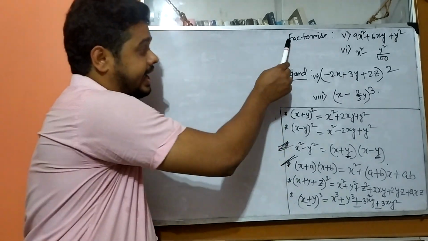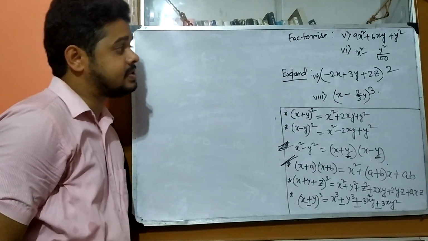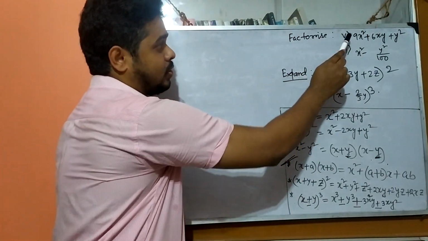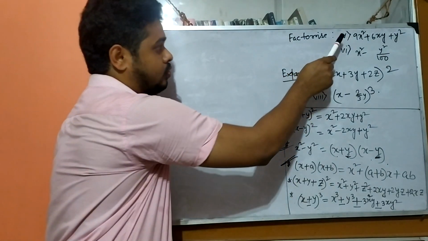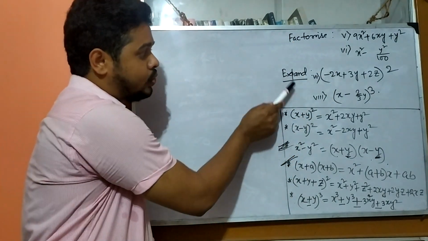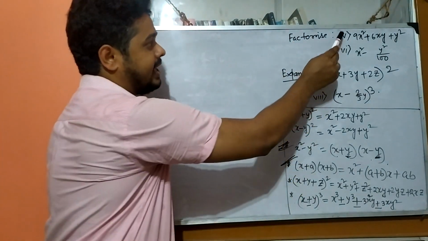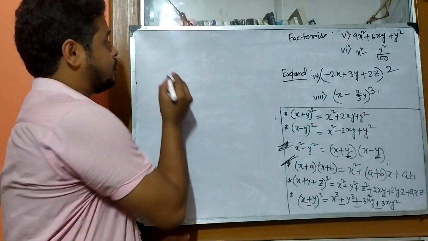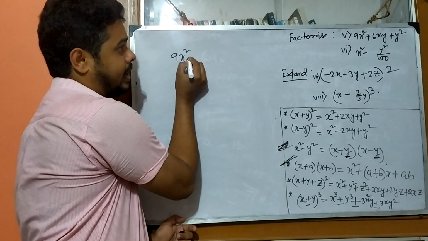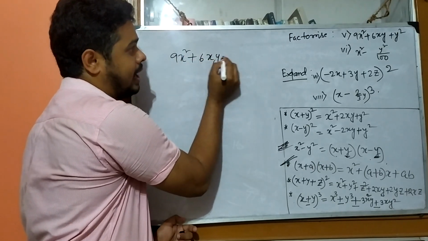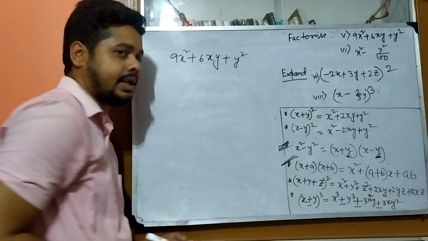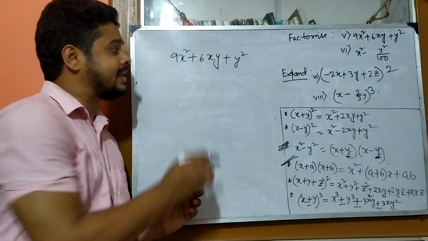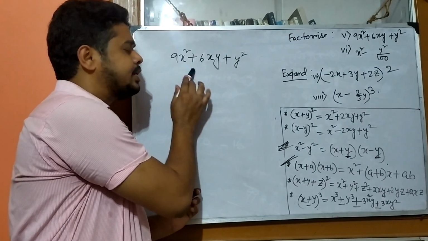Okay, I write here 4 more problems. That is, factorization is given in 2 and expansion is given in 2. Factorize these 2 and expand these 2. Now first one, 9x square plus 6xy plus y square. Now you have to think which identity we have to apply.